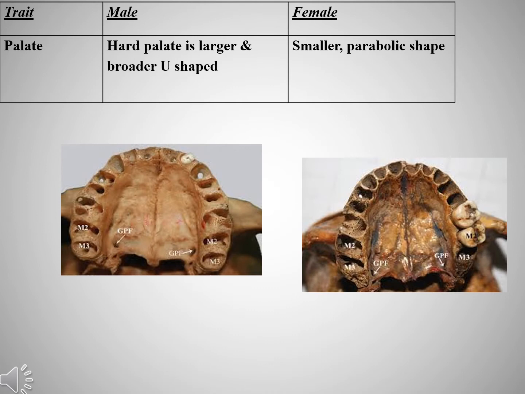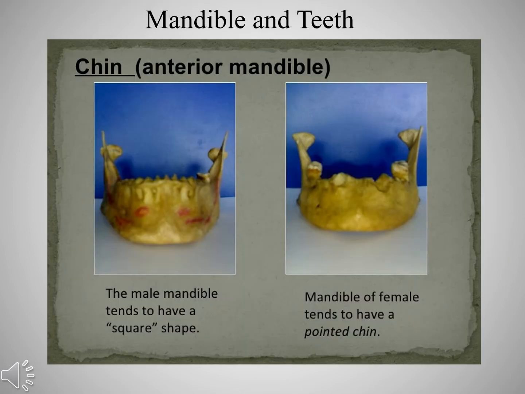When considering the palate, in the male skull, hard palate is larger and broader and it's U-shaped, whereas in the female skull, the palate is smaller and has a parabolic shape. When considering the mandible and teeth, the male mandible tends to have a square shape, whereas in the females, they have a pointed chin.